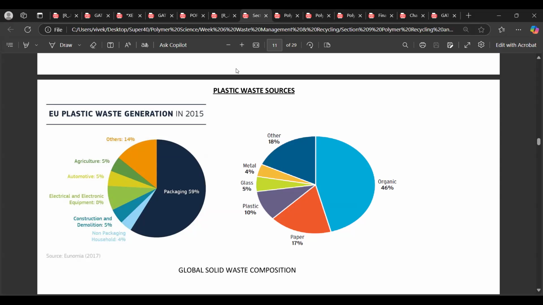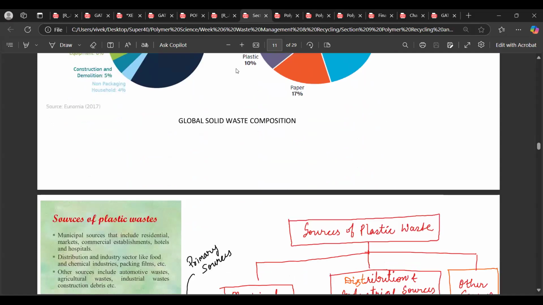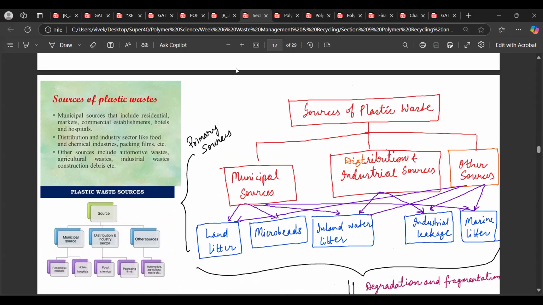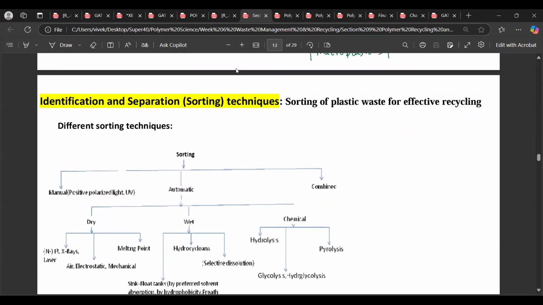Plastic waste sources. I don't want you to remember all this data percentage, but you should know what is the major portion that is coming as waste, whether it is organic or paper or plastic, whether it is packaging or automotive. What is the major polluting source? And what are the different sources of plastic waste in terms of administrative? And then you have identification and separation. This is in the syllabus, okay.